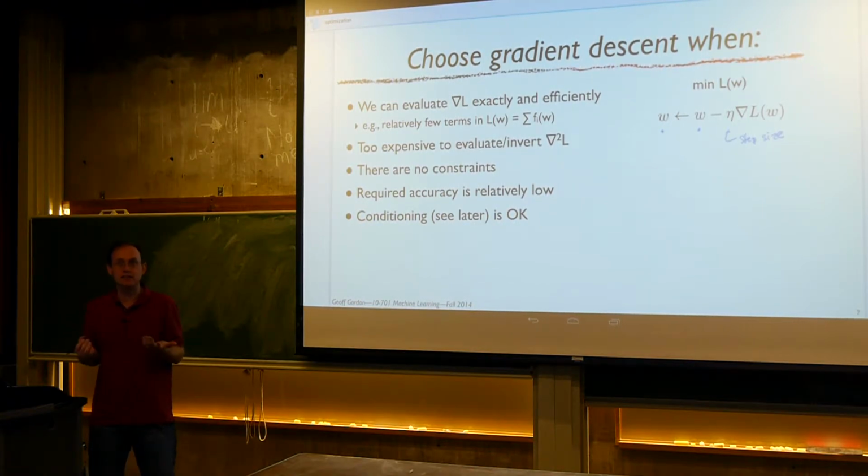Gradient descent itself can't handle constraints, so you better not have any constraints in your optimization problem. And the required accuracy has to be relatively low. Gradient descent is not the slowest of the optimization algorithms we'll consider, but it's also not a speed demon. You're going to need a bunch of iterations of gradient descent in typical cases to get to a good solution. And then the last thing is that something called the numerical conditioning of the problem is OK. I just wanted to write that up here. We'll see what numerical conditioning is in a few slides.